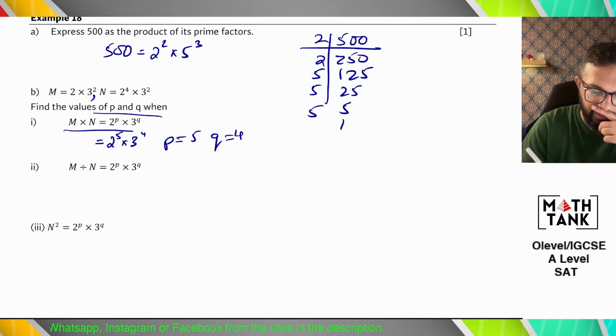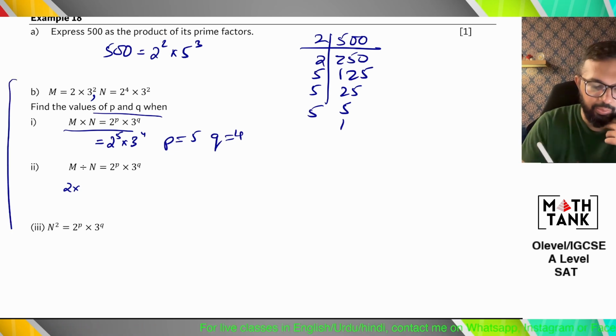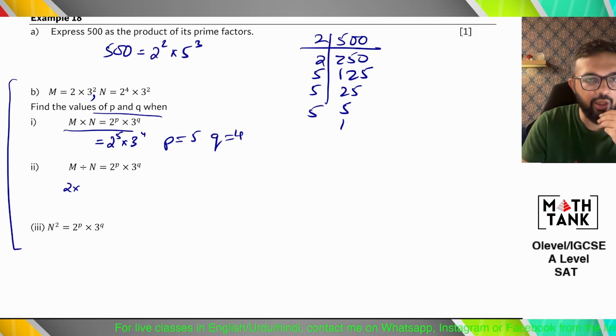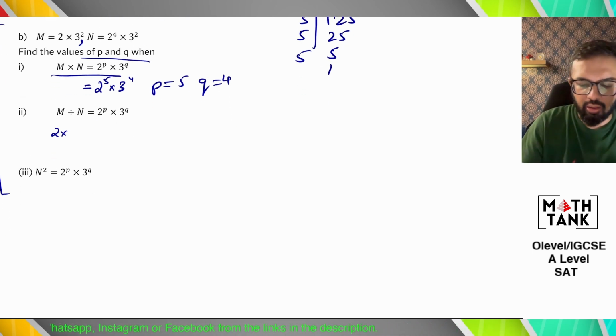m divided by n. I think this is a wrongly placed question. This should have been in indices. I have wrongly placed it here. So I'm going to change that, and you will probably see that in indices later on in a different topic. This has nothing to do with LCM and HCF. I haven't taught you how to manipulate powers, so I'm not going to do that in detail right now.